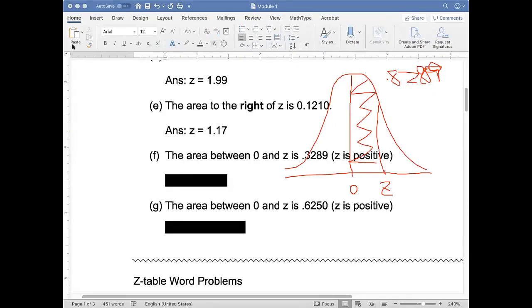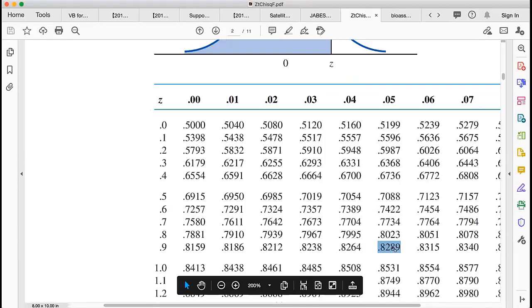Okay, so let's see. So 8289. And you're gonna look for 8289. Yes, this one. So it's a 0.95. You guys see it? I actually can't see it anymore. 0.8289. We were looking for this probability. You see it's 0.95. You guys see it?